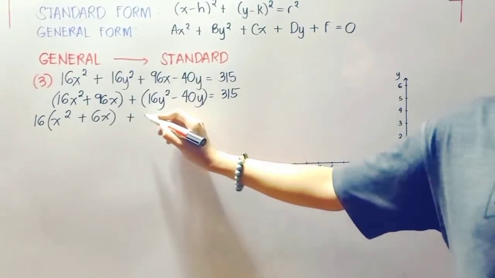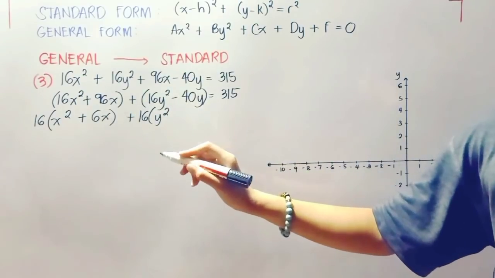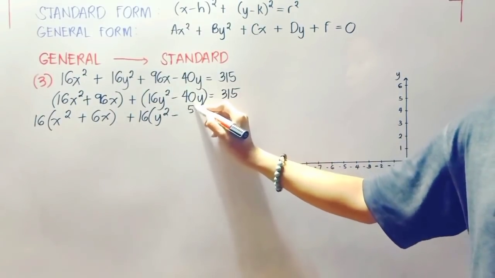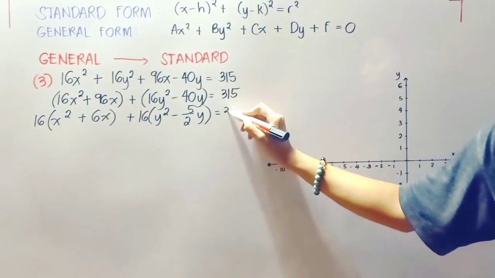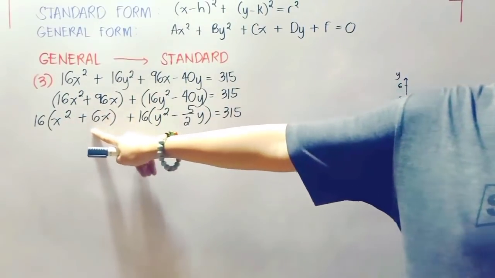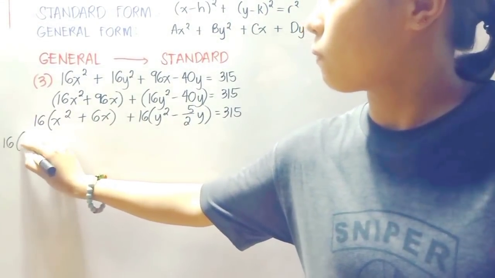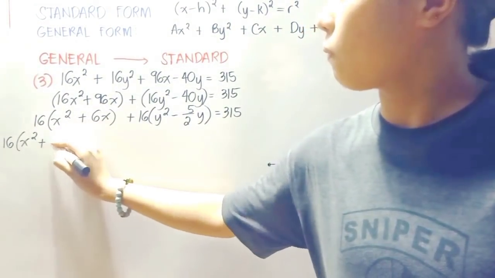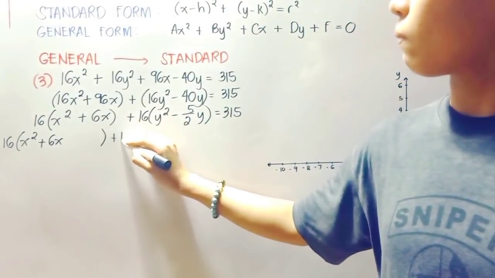And then still factor out 16 here. So y squared. Negative 40 divided by 16 will give us negative 5 over 2 y. And then copy 315. The next step is to complete the square here. So allow me to just rewrite. And we'll leave that portion for the appropriate constant.